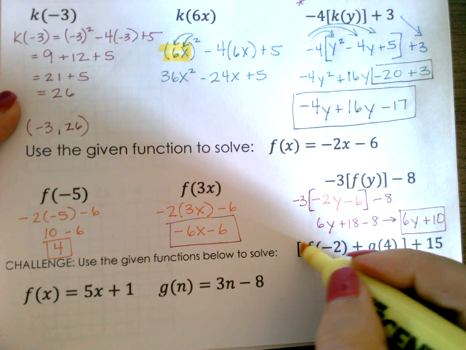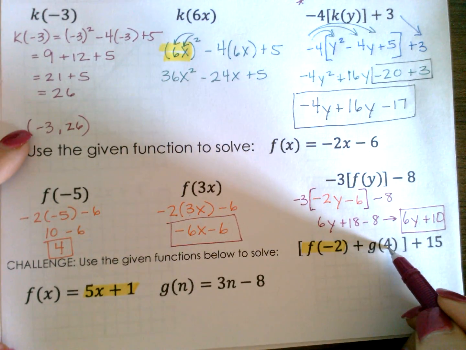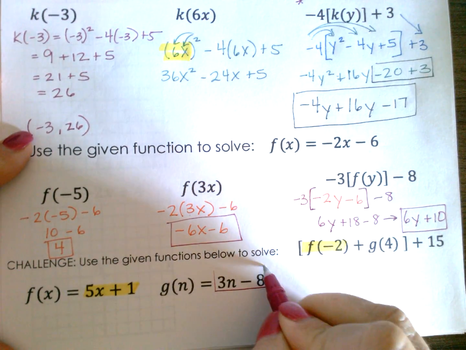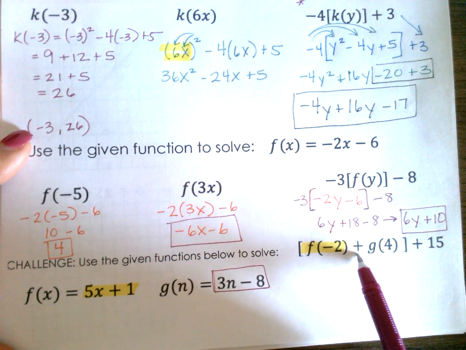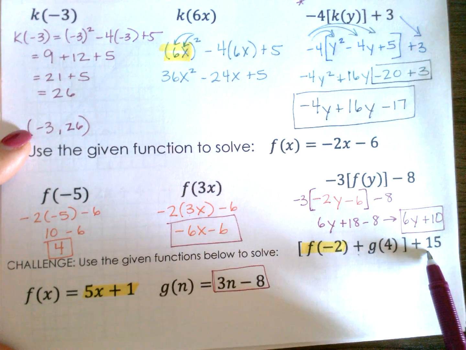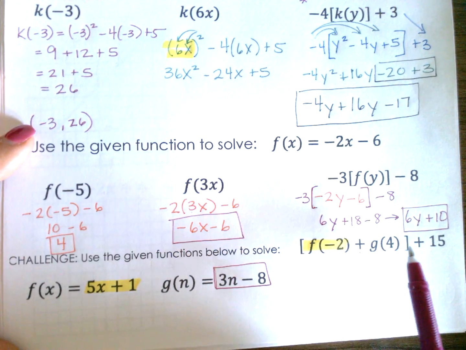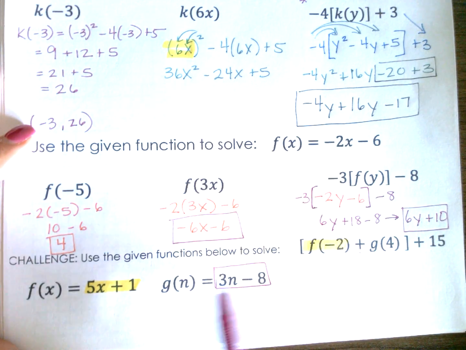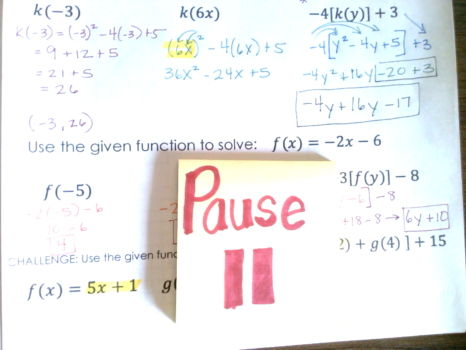The next problem just looks challenging, but it really isn't. It says, please solve f of x using negative 2, so I'll put negative 2 into that equation. Then I have g of 4, so I'm going to put 4 into this equation. When I get this answer and this answer, I'm going to add them together, and then I'll add 15. So I'll say it again, put negative 2 in here and solve. Put 4 in here and solve. Add those together, add 15. Go ahead, give it a try. We'll compare answers.